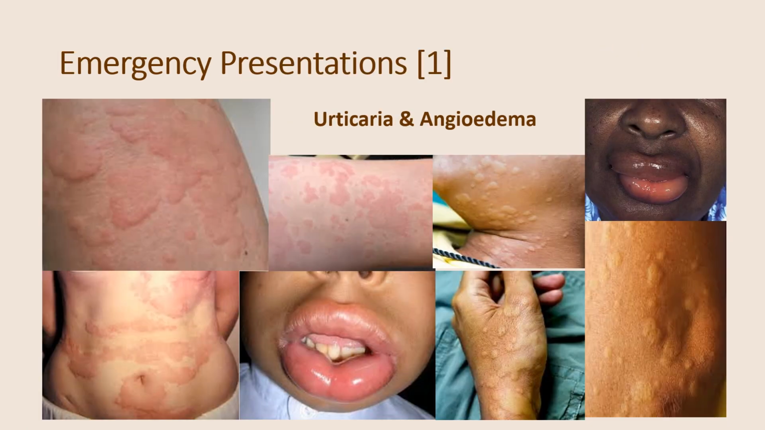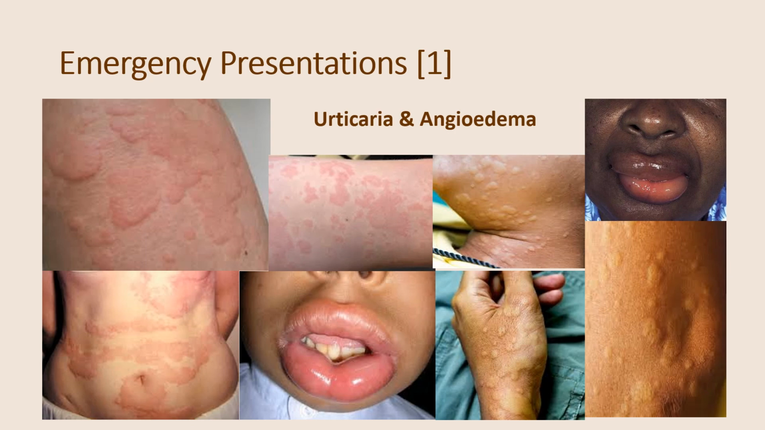Moving on to more urgent presentations, this slide shows urticaria and angioedema in lighter and darker skin types. On the left, on the lighter skinned individuals, you can appreciate erythematous, urticated or raised patches of skin. However, on the right, on patients with skin of colour, erythema is not seen, and instead the urticated, raised patches appear to be paler than the surrounding skin.